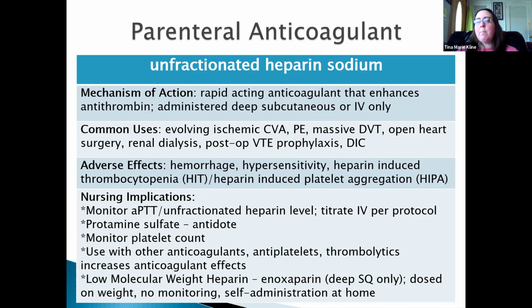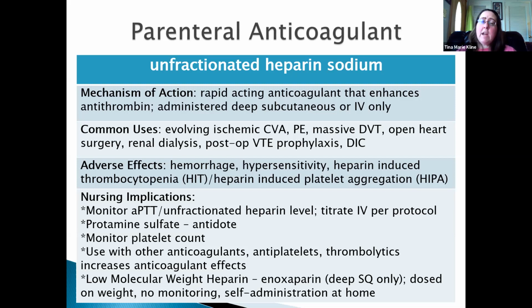It can happen with sub-Q heparin too, but you're going to see it more pronounced with IV heparin, where it starts destroying the platelets. It causes platelet aggregation and a reduction in the platelet count, which then further puts that patient at risk for bleeding, spontaneous bleeding. And also if they have an injury, if they cut themselves, it would be much more difficult for that blood to clot.